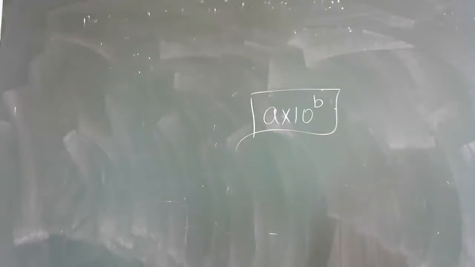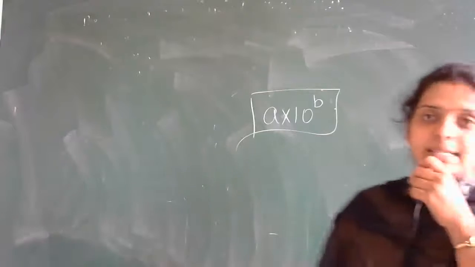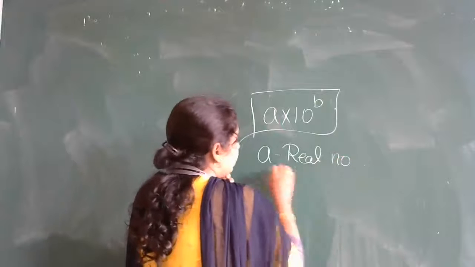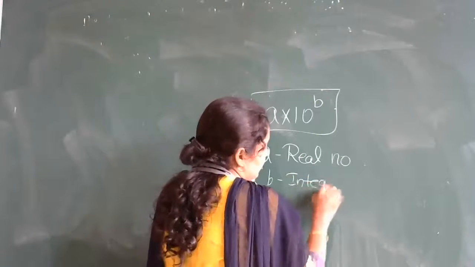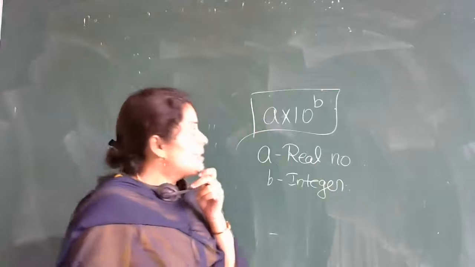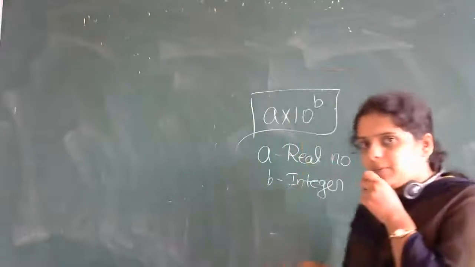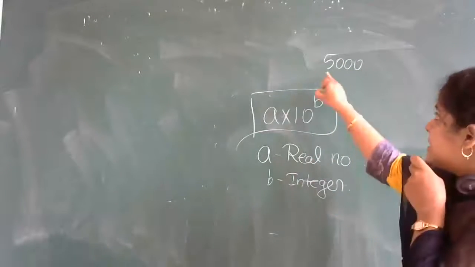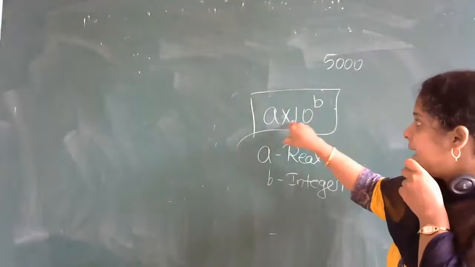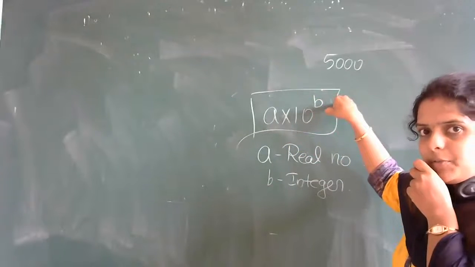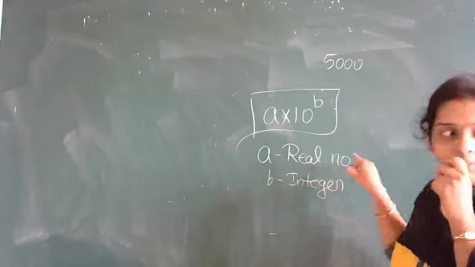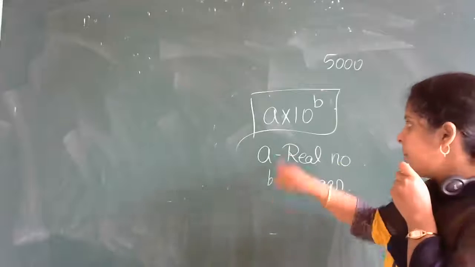So here the numbers are expressed in the form of a into 10 raised to b, where a is known as a real number and b is an integer. For example, suppose I take any number, something like this, 5,000. I am expressing this number in the form of a into 10 raised to b. A is a real number and b is an integer.